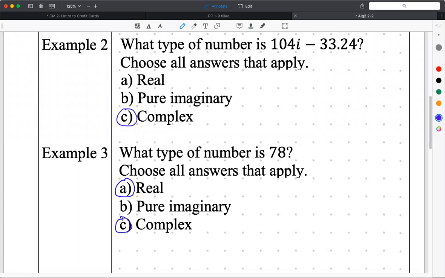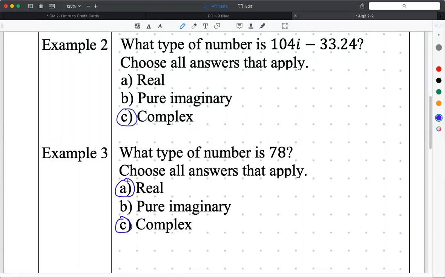So pretty much you would only choose just imaginary or complex? Not just real? No, this one's real. There's no imaginary part. There's no I. So this one is real. Oh, so you circle both of them. Yeah, exactly.